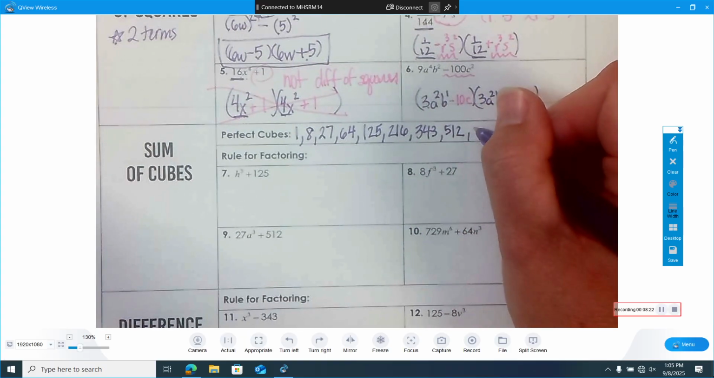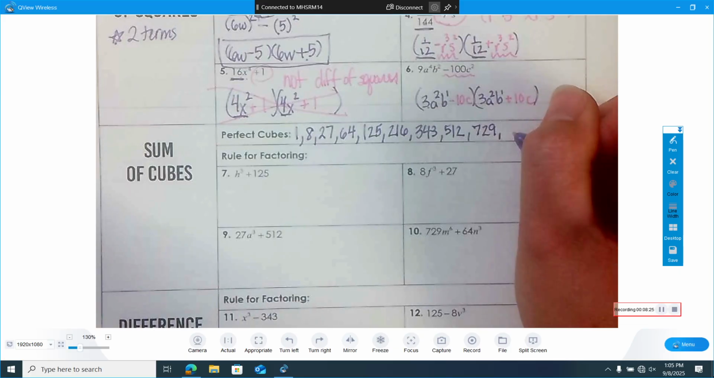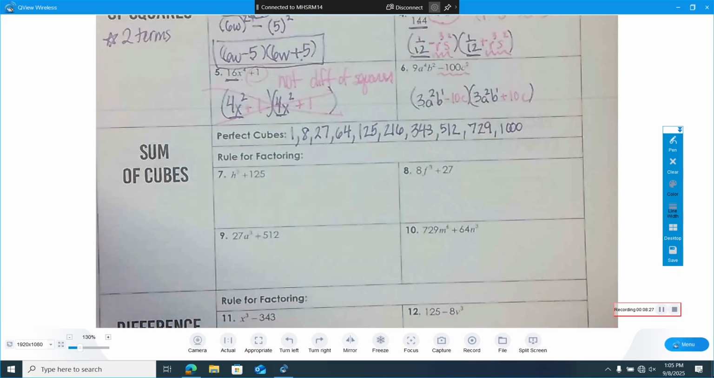9 cubed, 729, and 10 cubed, 1,000. That's good. How do you just pull it off the nose? All right.